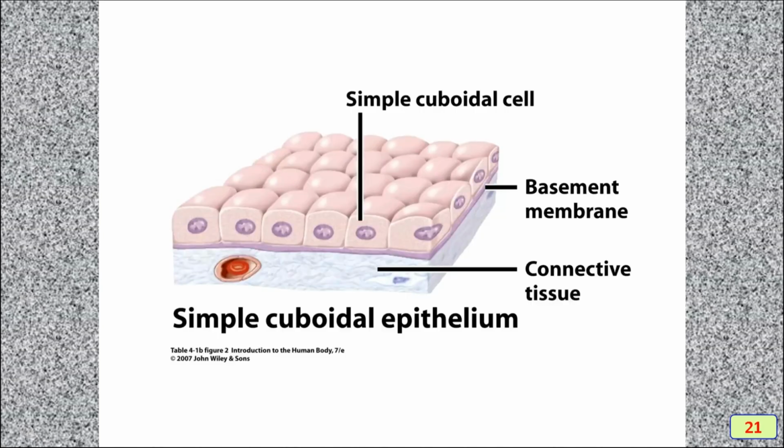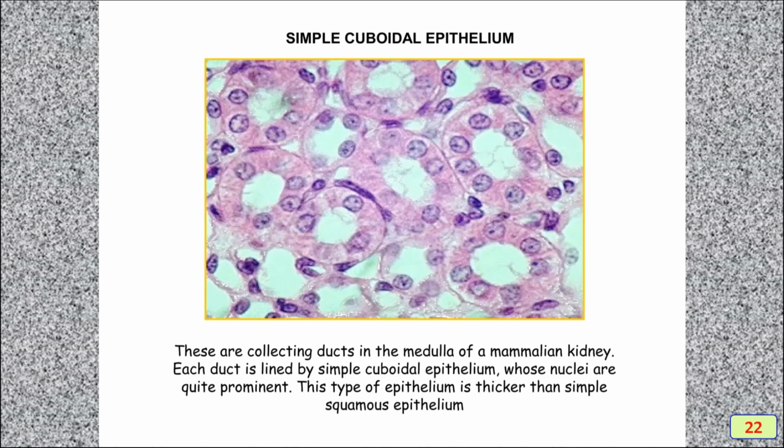So here this is the simple cuboidal cells. It has the basement membrane on which the connective tissue is there, and these are all simple cuboidal cells. These simple cuboidal cells are also present in the mammalian kidney, and each duct is lined by simple cuboidal epithelial cells, whose nuclei are quite prominent. This type of epithelial cell is different from the simple squamous cell.